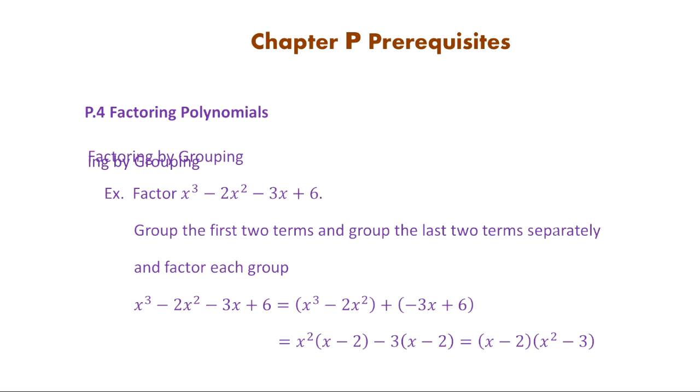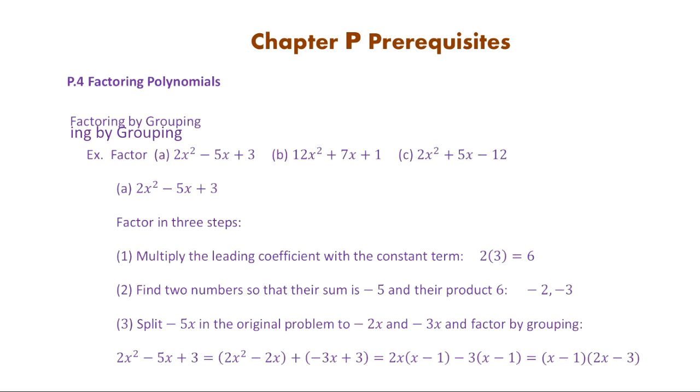Now you can see these two groups have the same factor of x minus 2 that you can pull out. If you do that, you're left with x squared and -3. So the final answer will be x minus 2 times x squared minus 3. All right? So again, that's an example of factoring by grouping.